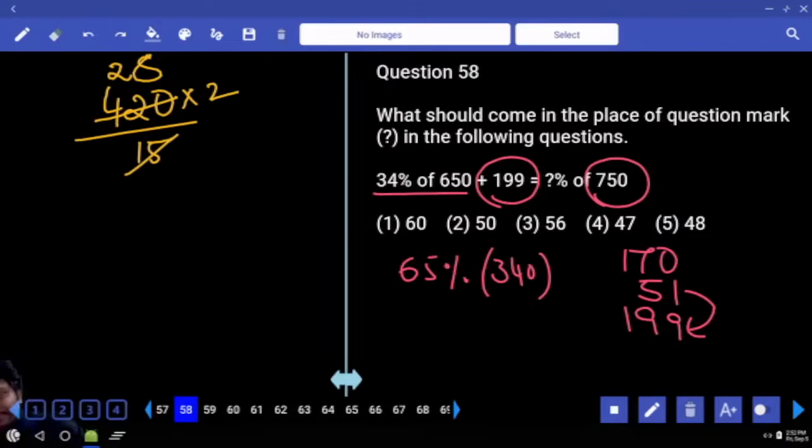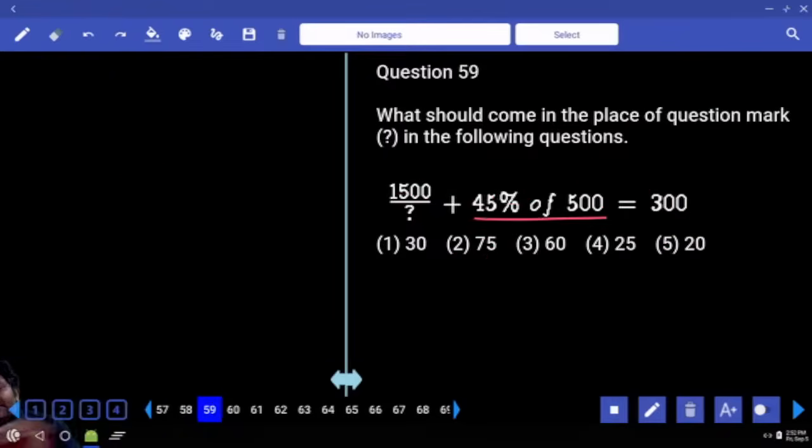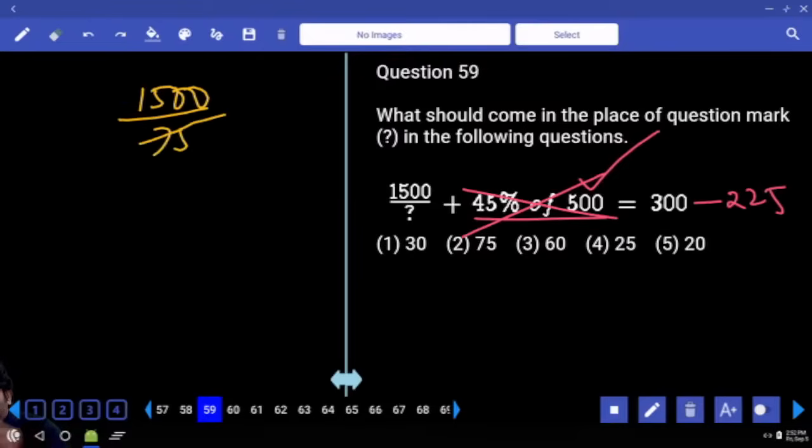Is it clear? 45% of 500. 45 into 1% value. What is 1%? 45 5 times. 10 times and half. 450 and half. 225 minus 225. This goes to right hand side. 75. 1500 by x is equal to 75. Then x is equal to 1500 by 75, answer 20.